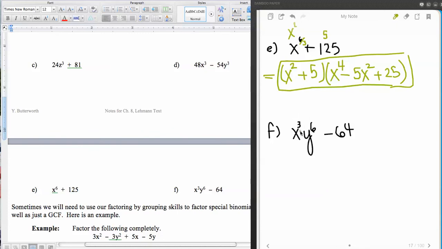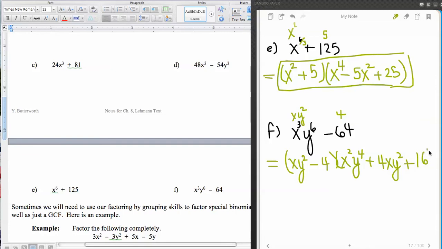All right, going down here, x cubed, yep, that's going to give us an x, and y to the 6th, that's going to give us a y squared, and then 64, that's 4 to the 3rd power. So this is the difference of 2 perfect cubes. So we have the cube root minus the cube root, and then the cube roots squared, so x squared, and y squared squared, which is y to the 4th, then the product in the middle, which this one's going to be a plus, 4xy squared, and then always plus, and 4 squared, which is 16. And there we go. That's it. That's the final answer.